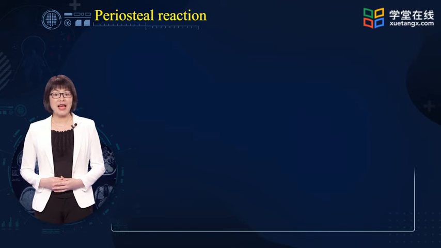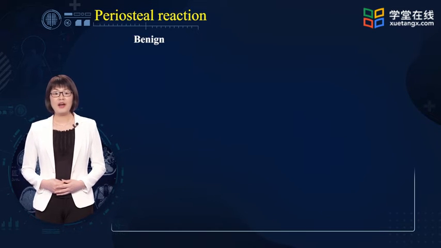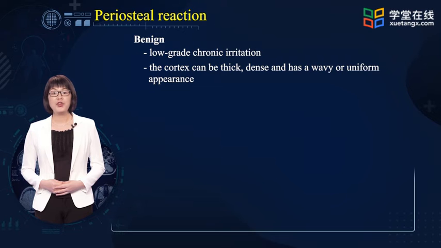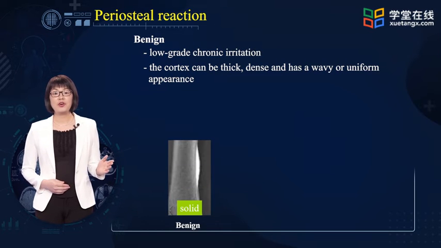What is periosteal reaction? Dr. Ma already introduced it briefly in the last session. It is a non-specific radiographic finding that develops with periosteal irritation. They can be characterized as benign or aggressive based on the time course of the process. A benign one arises from low-grade chronic irritation, which allows time for the formation of normal or near-normal cortex. The cortex can be thick or dense and have a wavy or uniform appearance, like the image on your left.